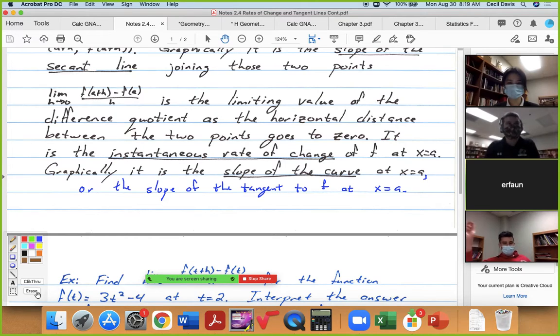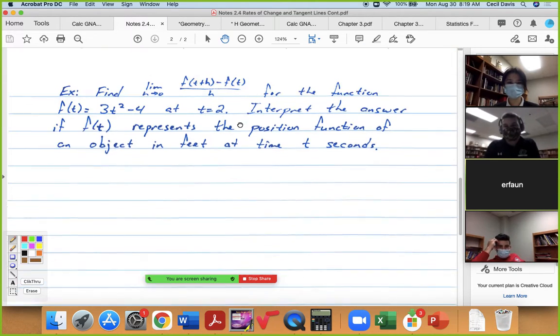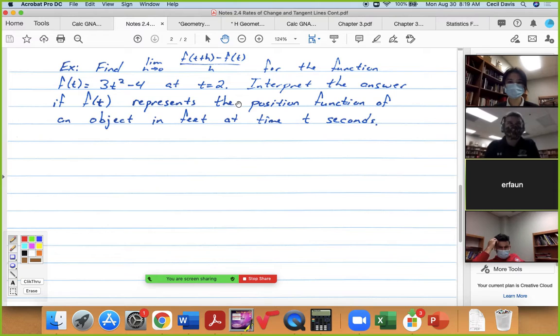Okay? So let's find the limit as h goes to 0 of f of t plus h minus f of t over h for the function f of t equals 3t squared minus 4 at t equals 2. Interpret the answer if f of t represents the position function of an object in feet at time t seconds.